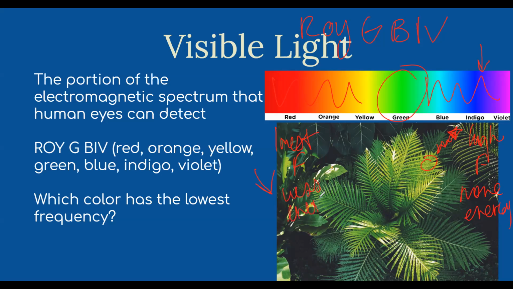If you can't remember why violet has more energy, just know that the next one after this, UV rays, is called ultraviolet rays. So obviously violet is going to be next to ultraviolet rays. Ultraviolet, extra violet, more energy. That's just an easy way to remember it.